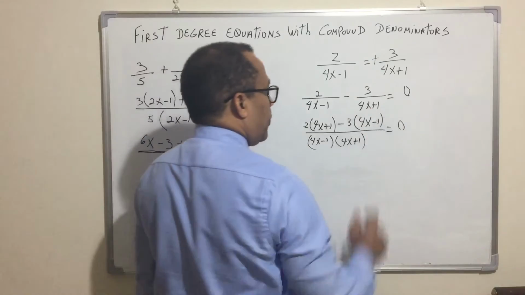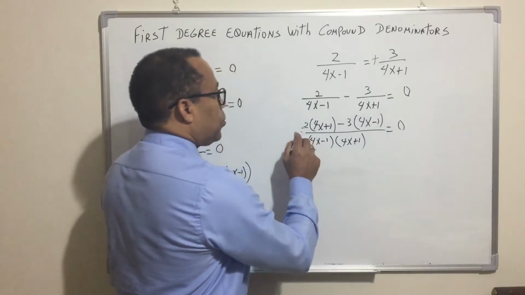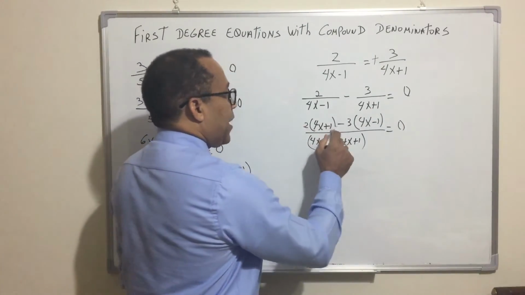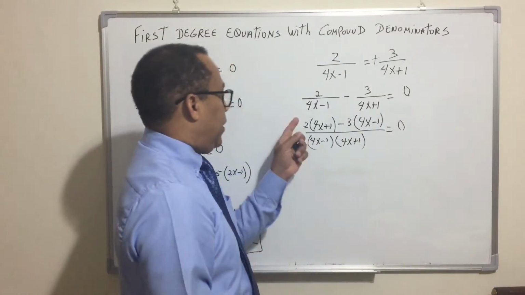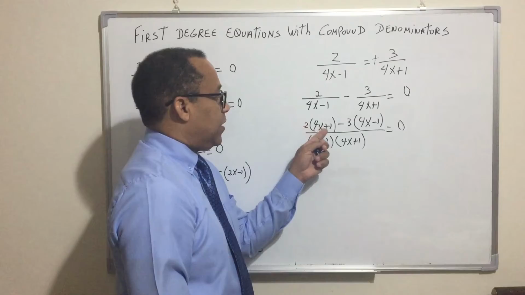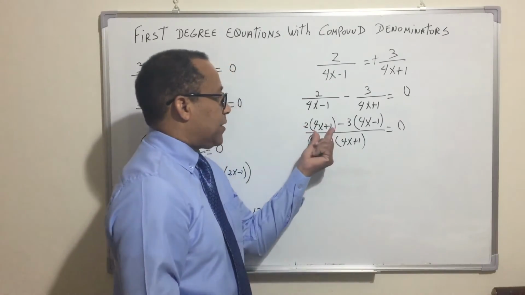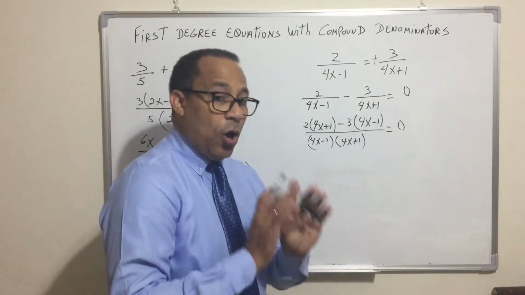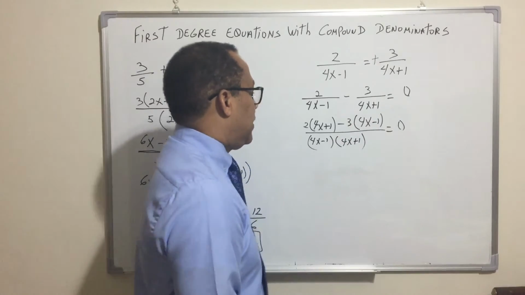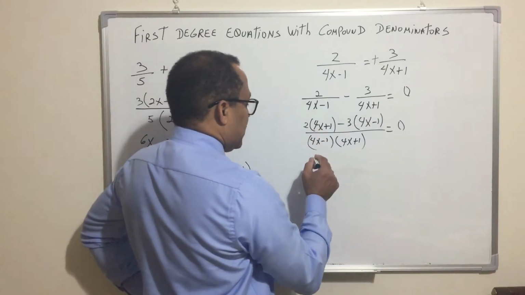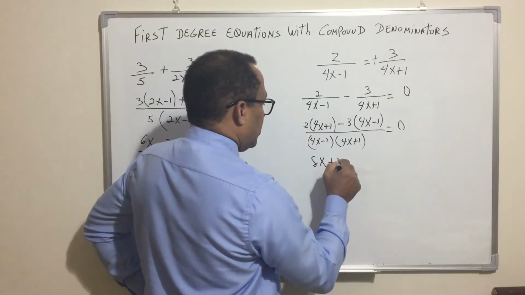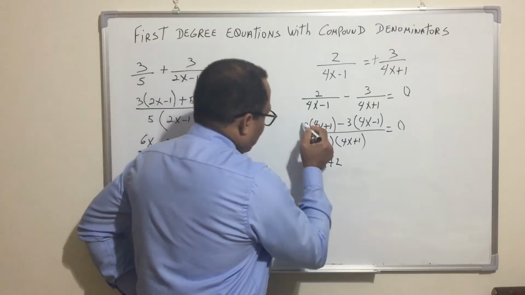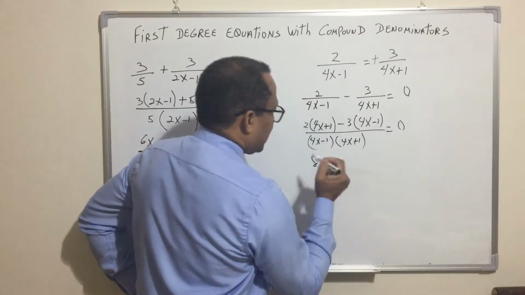Let me solve the numerator. I'm multiplying 2 times 4x plus 1 minus 3 times 4x minus 1. Once again, remember, the number 2 multiplies all the terms inside the parentheses. The number 3 multiplies all the terms inside the parentheses. So I'm multiplying 2 times 4x, which is 8x. 2 times 1 equals 2, positive, because positive times positive is positive.